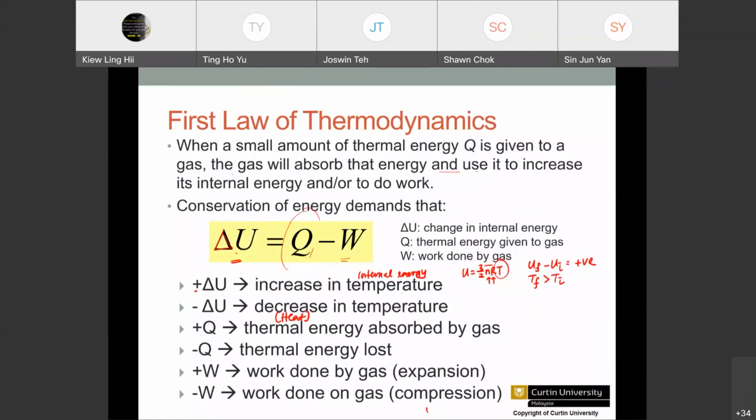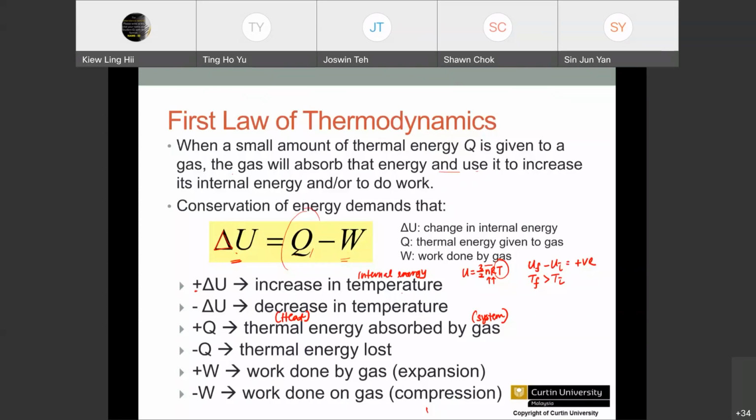As for Q, it stands for heat or thermal energy. If it is positive, the heat is absorbed by the gas, or by the system. Our system is the gas here. If it is negative, heat is lost to the surrounding. For W, positive means the gas is doing work, so expansion. Negative means the gas is not doing any work, or the work is done on the gas. Someone else is doing the work on the gas, so compression.